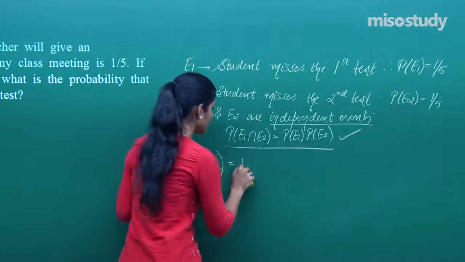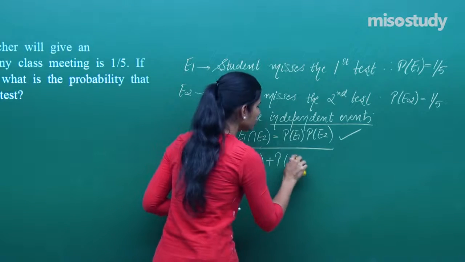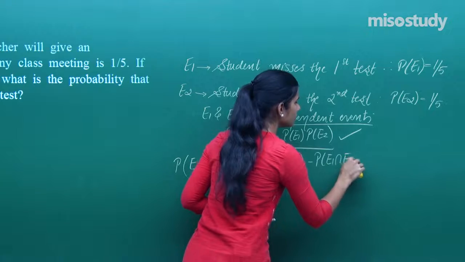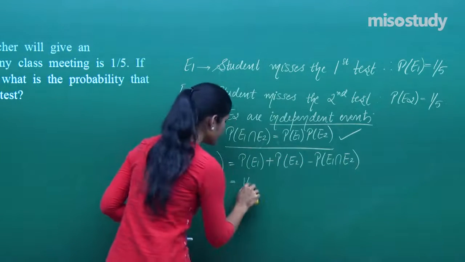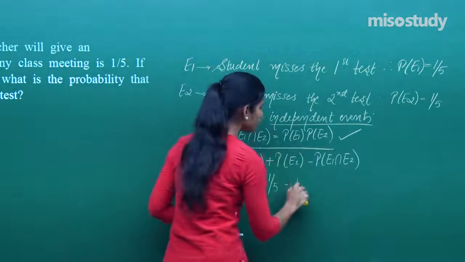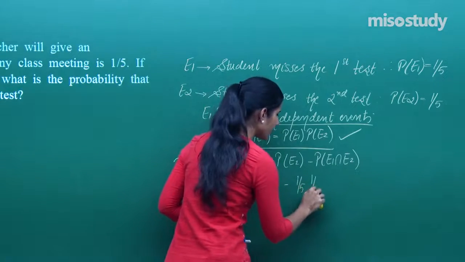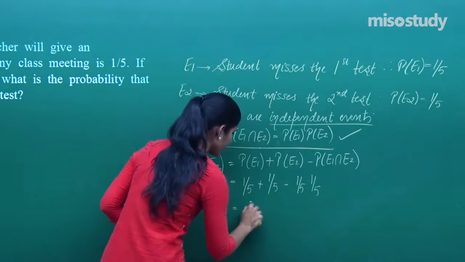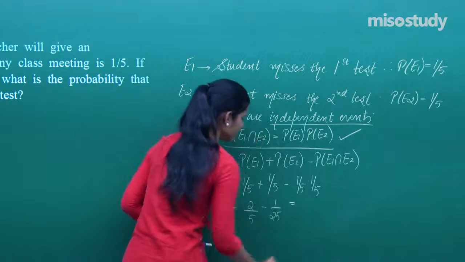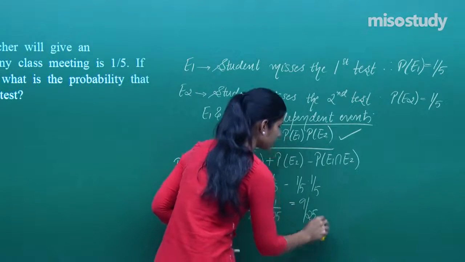What is this? This is probability of E1 plus probability of E2 minus probability of E1 intersection E2. Probability of E1 is 1 by 5, this is again 1 by 5. What is this? This is probability of E1 into probability of E2, which is 1 by 5 into 1 by 5. This is 2 by 5 minus 1 by 25. This happens to be 9 by 25.